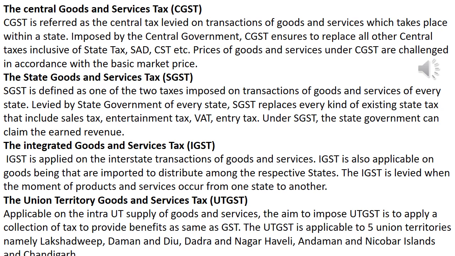This SGST replaces every kind of existing state tax, which includes sales tax, entertainment tax, VAT, value addition tax, entry tax, etc. So under SGST, the state government can claim the earned revenue. Under CGST, the central government will take the revenue, and SGST is taken by the particular state.